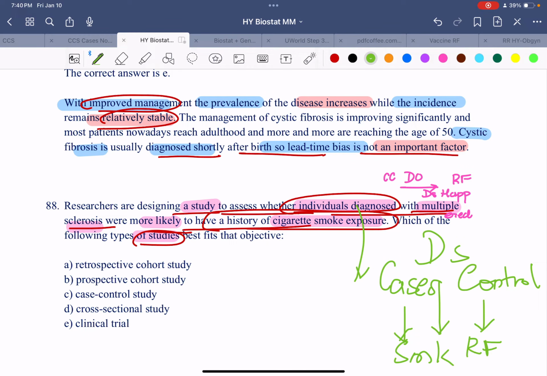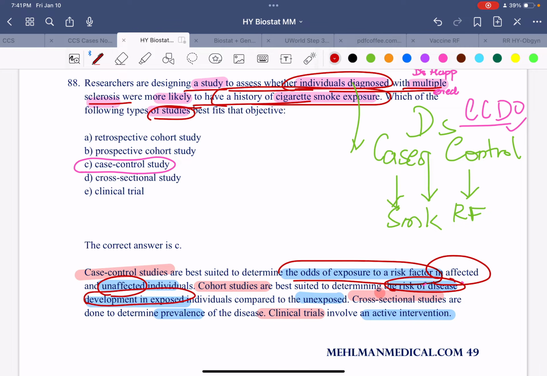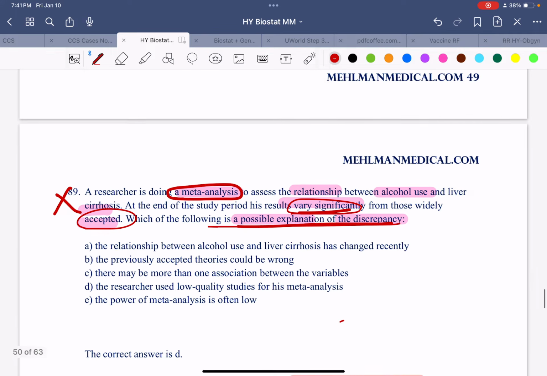So this type of study, if you remember the mnemonic, that is CCDO, this is a case control study, in which we are going to calculate the odds ratio. So the correct answer is C, because we are calculating the odds of exposure to a risk factor in people who are affected with MS and those who are unaffected. This is case control. Whereas if we had people who didn't have the disease at this point, and we want to calculate the risk of disease development in exposed versus unexposed, that would be a cohort. If we were to calculate prevalence, that would be a cross-sectional, and if we were to do active intervention, that would be a clinical trial.